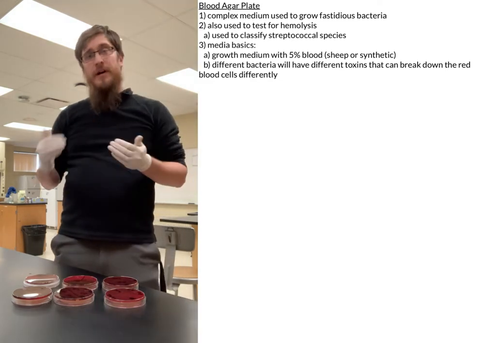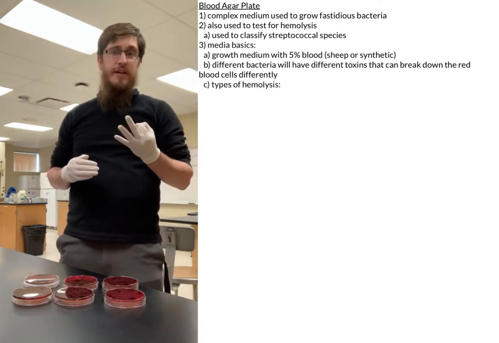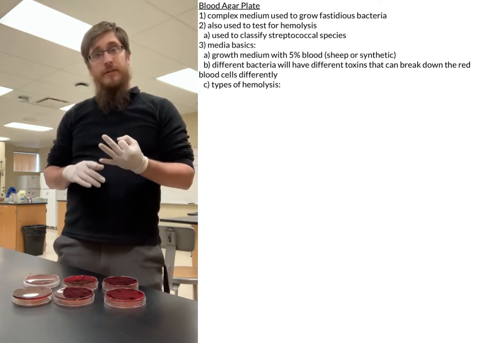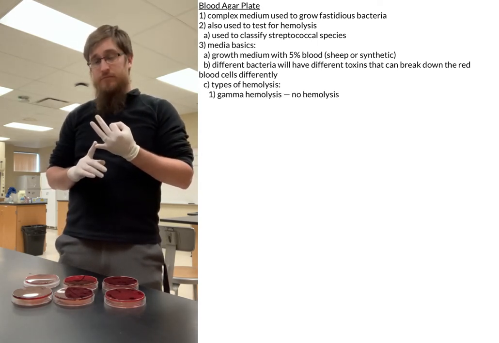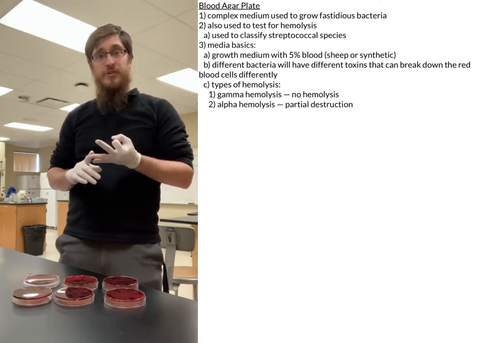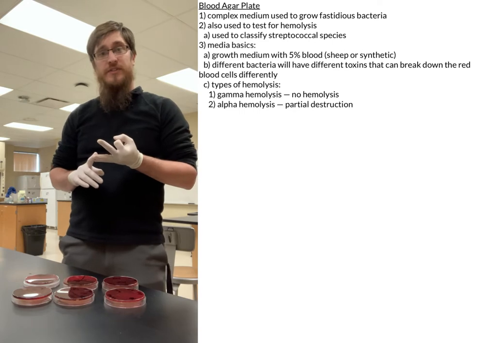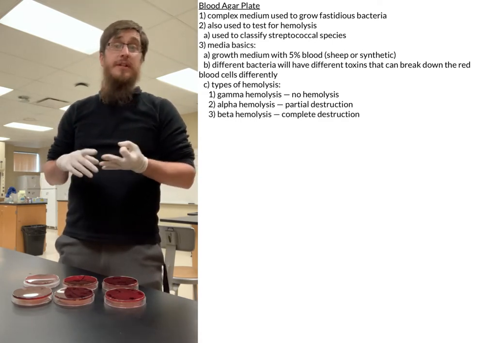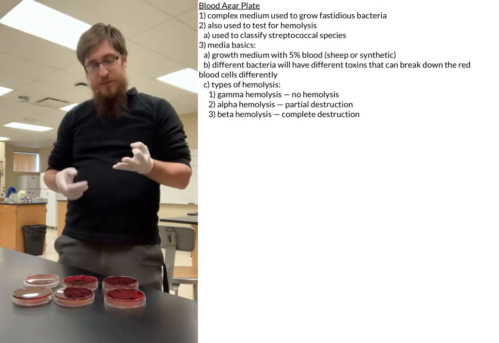So with that in mind, we can end up getting three types of hemolysis on our plate. We can have gamma hemolysis, which is no hemolysis. We can have alpha hemolysis, which is partial destruction of our red blood cells. And then we can have beta hemolysis, which is complete destruction of our red blood cells.